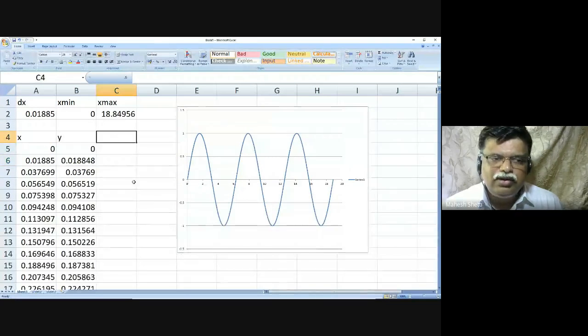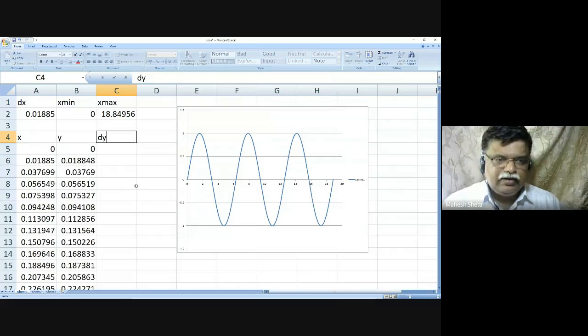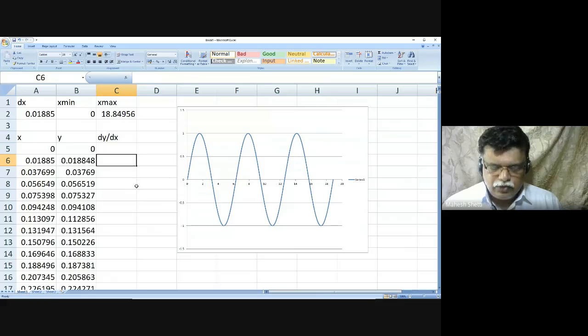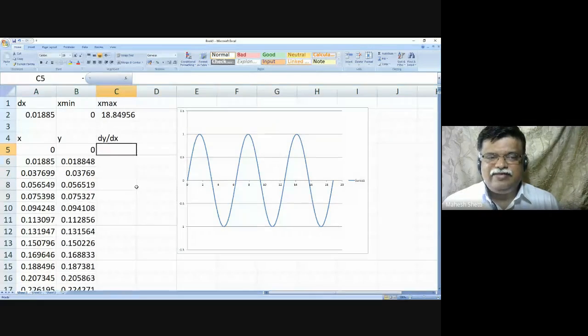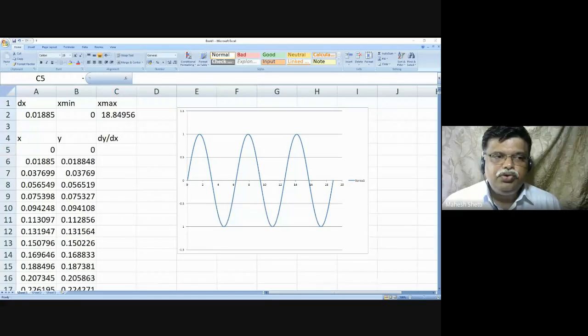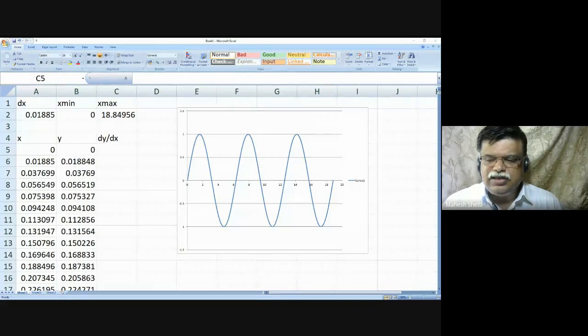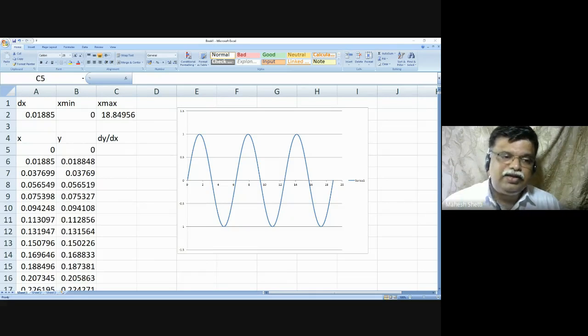Here I'm going to find out the derivative. And how do I find out the derivative? Okay, suppose I'm interested in finding out dy by dx here. See, I cannot find out the derivative at the extreme points. Why? Because when you want to find out the derivative, what is the definition? It is limit h tending to 0, f of x plus h minus f of x upon h. So finding out the derivative at end points, you can't find out because you are assuming that you are extrapolating beyond the range.